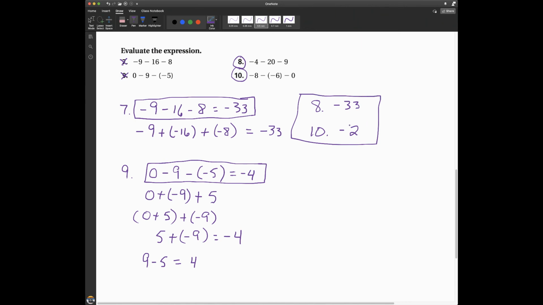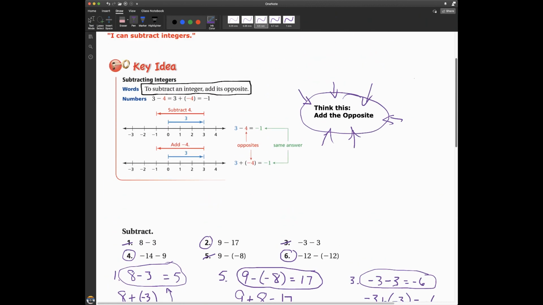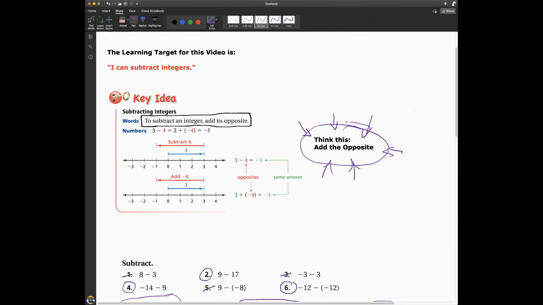Okay? So this is Mr. Odom. Today we learned how to subtract integers. Remember, the main idea here is to add the opposite. Add the opposite. Turn your subtraction into addition, and then use the song. Okay, same sign, add and keep. Different sign, subtract. Keep the sign of the bigger number, then you'll be exact.